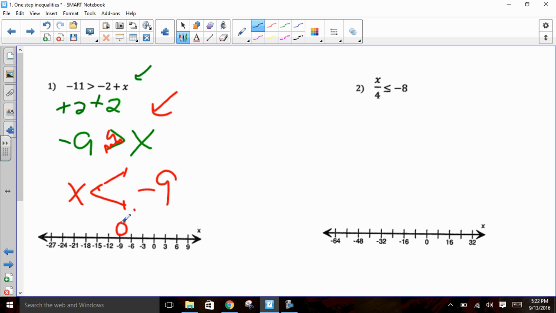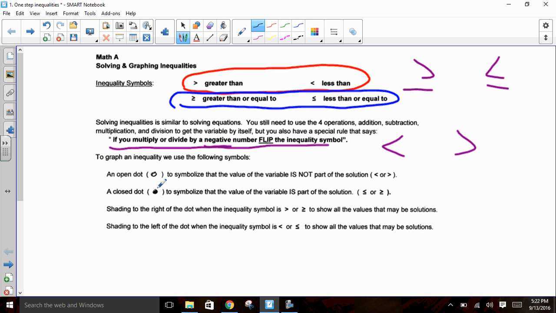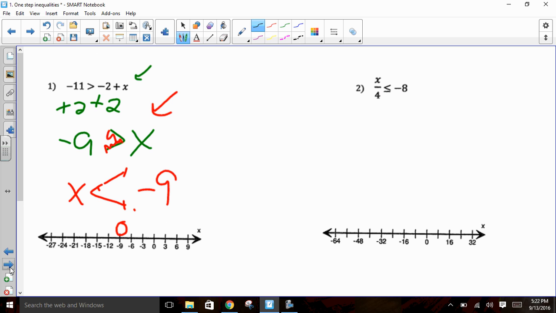I am not including this negative 9 in my answer, because if I go back to the last slide for a second, you'll notice that I am dealing with greater than or less than. That means that my dot is going to be open because it's not actually part of the solution. It means I can get really close to negative 9, but I can't actually let negative 9 be my answer.